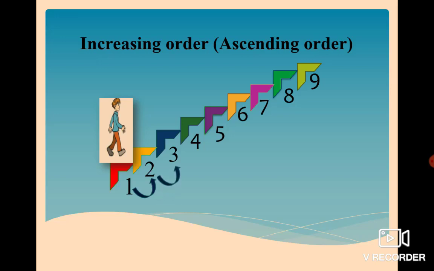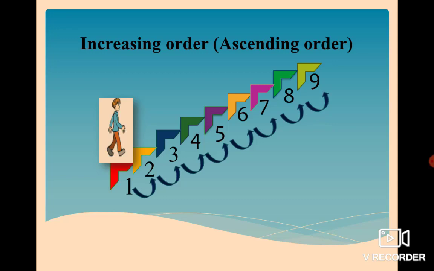Now the boy climbs step 3. It's bigger than step 2. Then step 4 is bigger than step 3. Then step 5 is bigger than step 4. Then step 6 is bigger than step 5. Then 7 is bigger than 6. 8 is bigger than 7. And last one, 9 is bigger than 8.